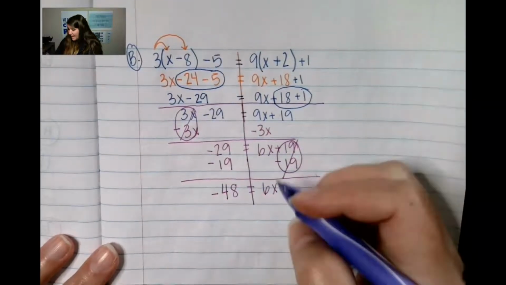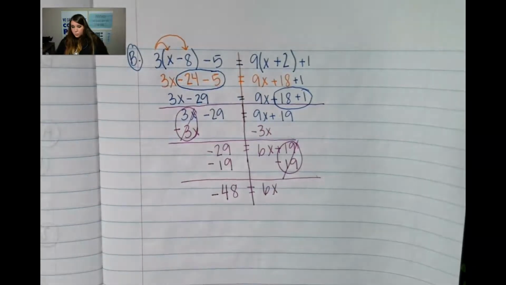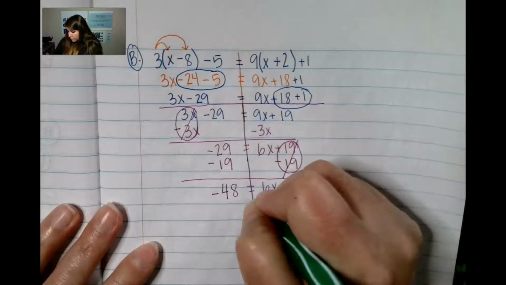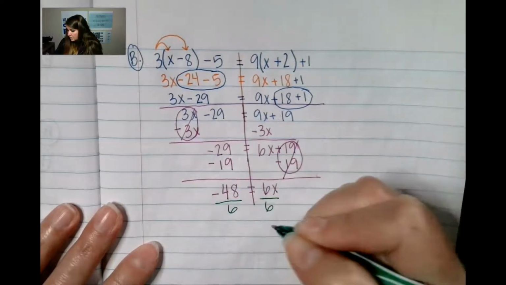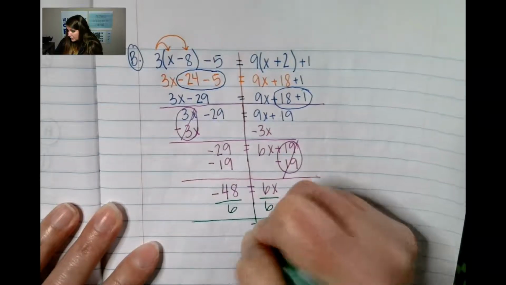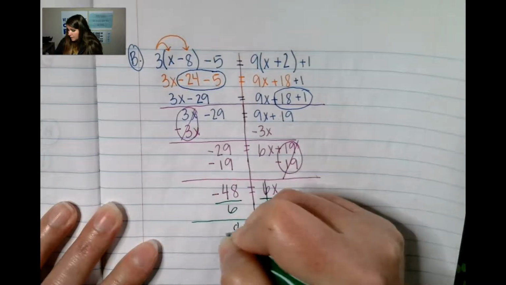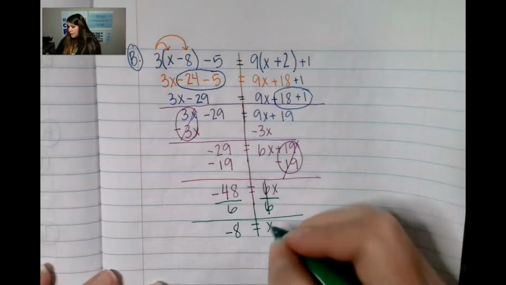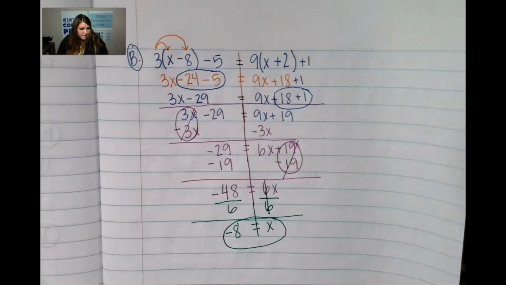Okay, now I am ready for step 3, which we said was isolating our variable. So I'm going to divide by 6, and that right there is going to give me x equaling -8, because of the negative sign. Okay, now I'm ready to check my work and see how I did.